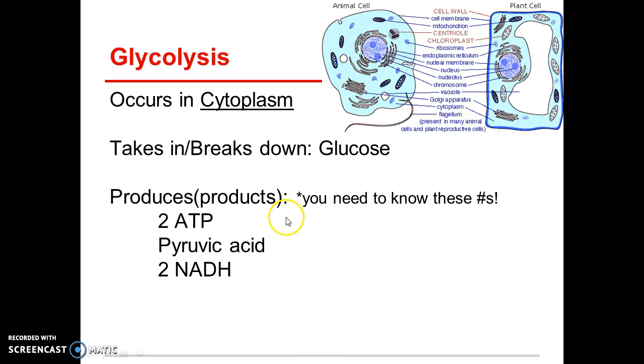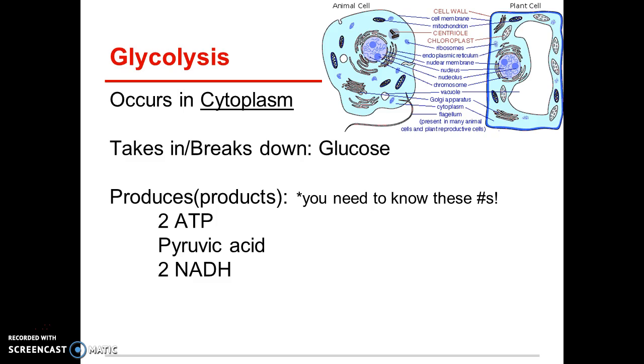It produces, and you will need to know these numbers, 2 ATP, adenine triphosphate. It will produce two of them in something called pyruvic acid and 2 NADH. Do you remember NADPH from photosynthesis? If you do, you will recall that that was an energy molecule as well as ATP. This, my friends, NADH, is the energy molecule for respiration. So it's missing the P. And maybe you can consider the P as photosynthesis, starts with a P.